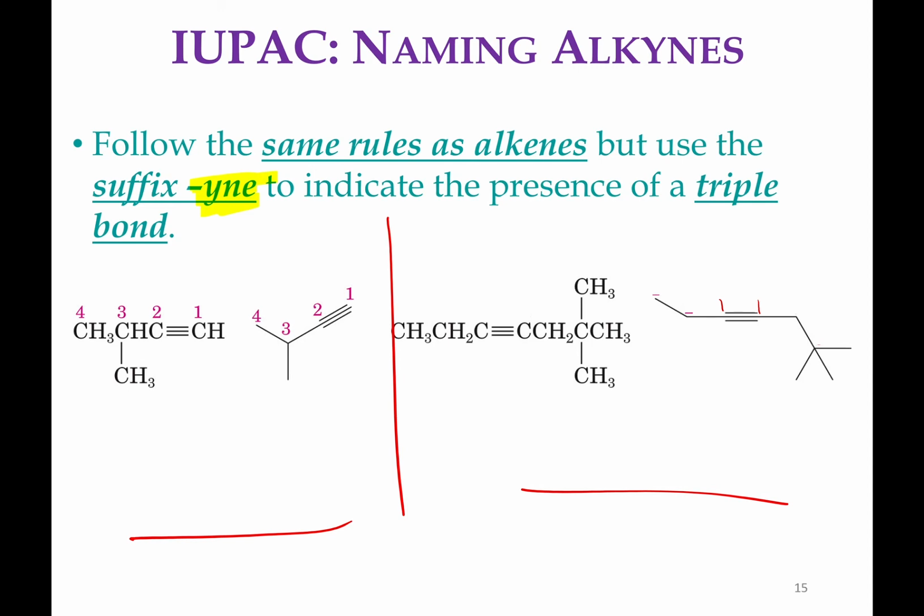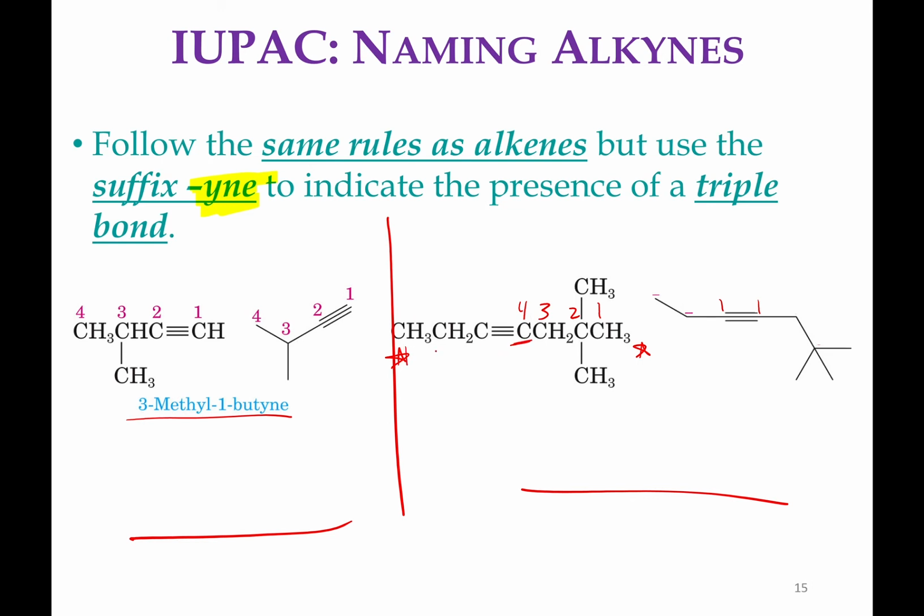So I have 3-methyl butyne, 1-butyne, because it could be 2-butyne, right? So 3-methyl, 1-butyne. Now here, do I number from this direction or this direction? We have to decide. If I were to say 1, 2, 3, 4, my triple bond would have a 4.